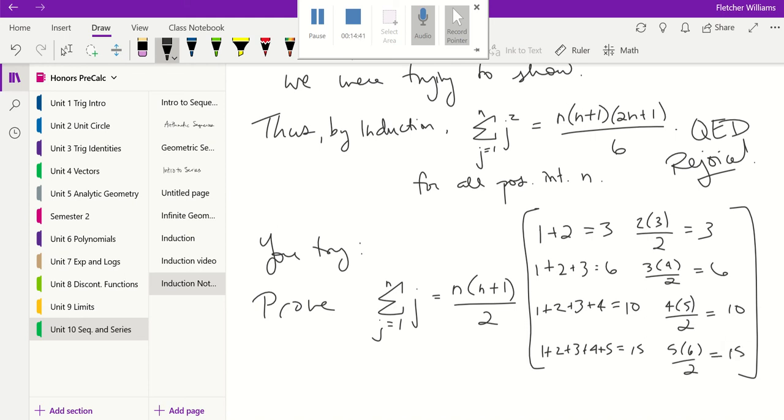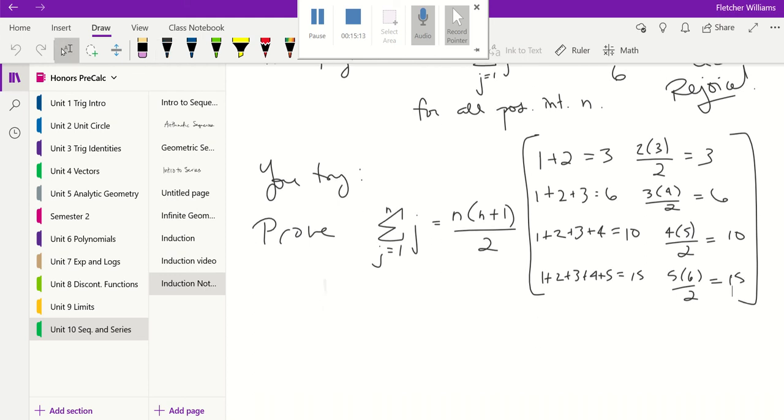Alright, so I just gave it to you for the first 5, really. I skipped 1, but hopefully you can see that 1 equals 1 times 2 over 2. Okay, so just remember you have to do a couple of steps. You go through the base case, show that it's true for n equals 1, and then assume it's true for k, prove it's true for k plus 1. All right, and if you're watching on YouTube, please pause the video and try it yourself.